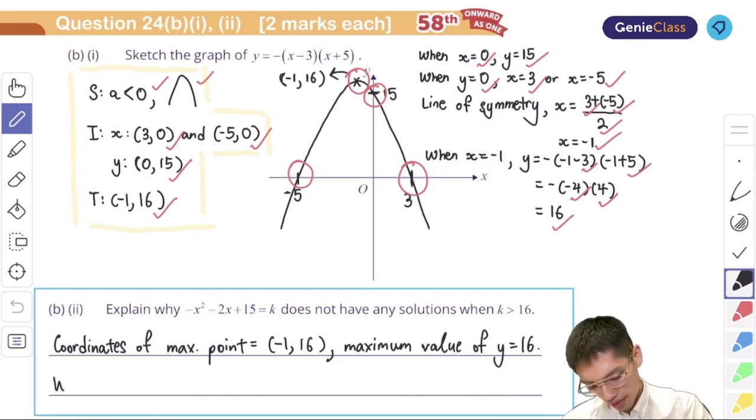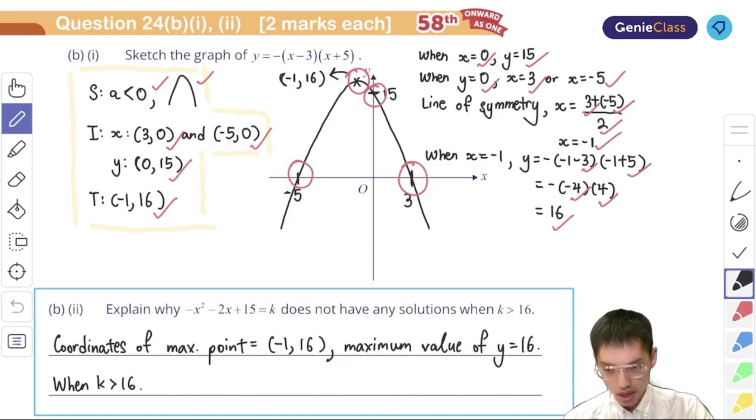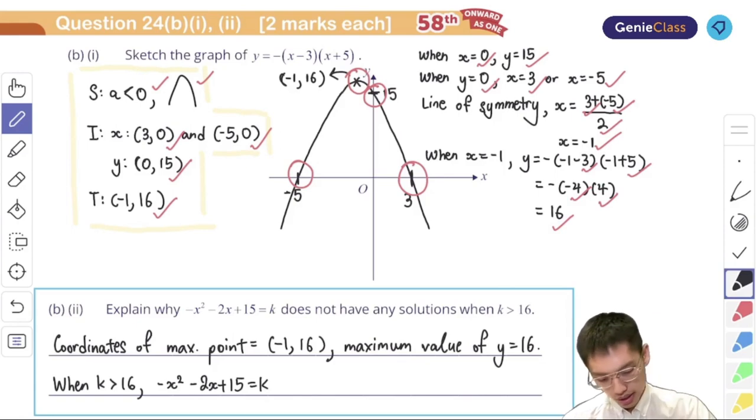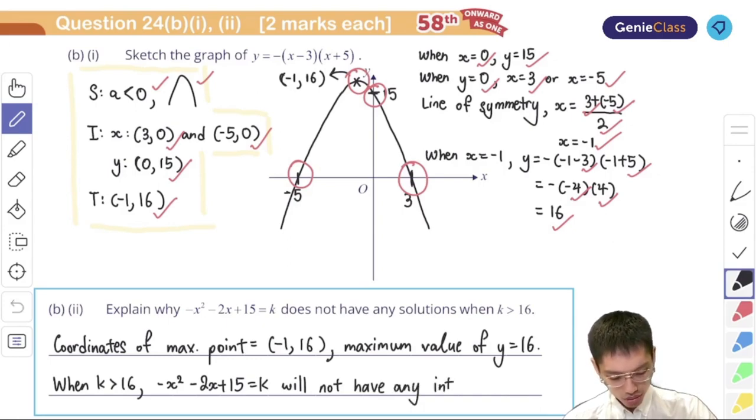That's where you have to emphasize when my K value is more than 16. Will the curve have any intersection points? Will it intersect? So that's where you have to explain over here. My quadratic equation equals K. They will not have any intersection points, and that's where you have no solutions.